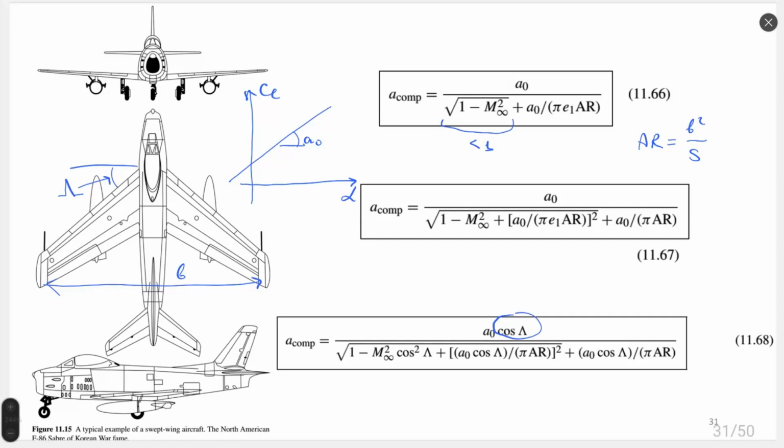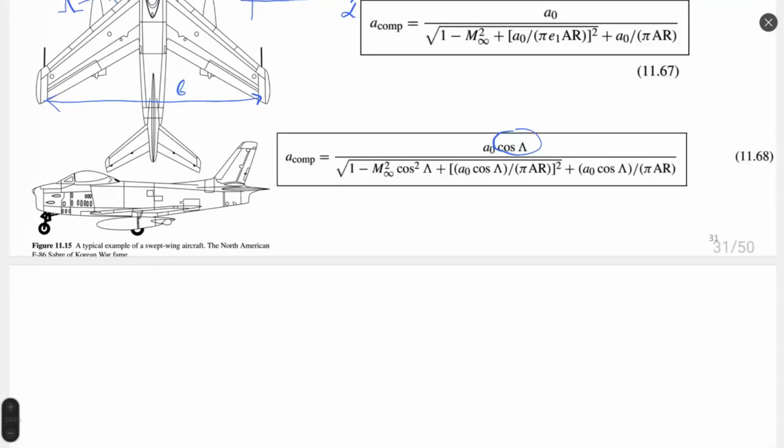Okay. Also, 68 is the most complex equation, but again, this equation is a sort of approximation. It's not an exact solution of flow relations.